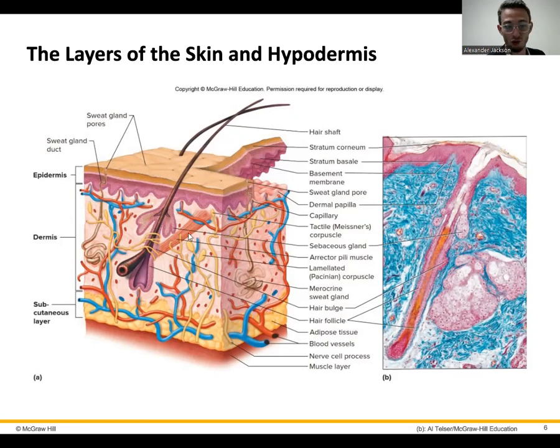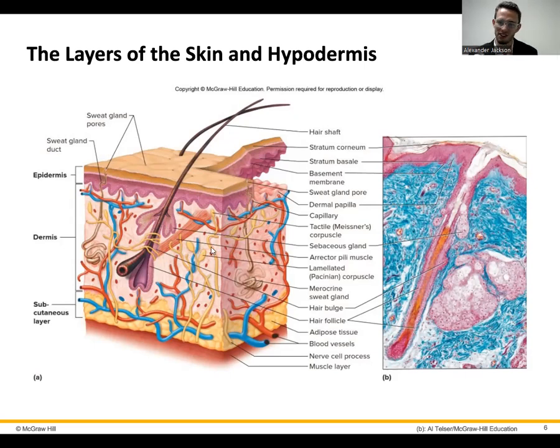All of these are because this erector pili muscle is pulling that hair follicle up, sticking it straight up, hopefully trying to keep you a little warmer or just inducing kind of a little stress response too. We'll talk about these nerves later on in this class. You get a lot of nerve endings in the dermis.